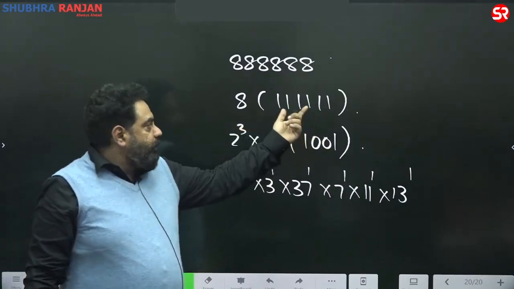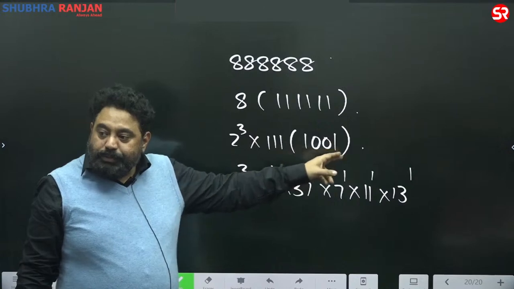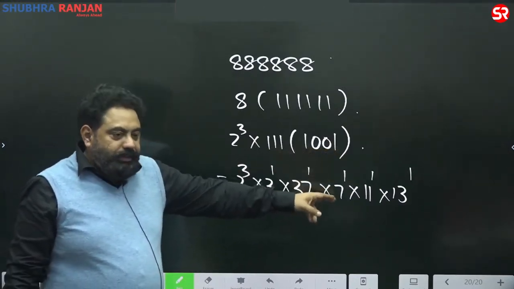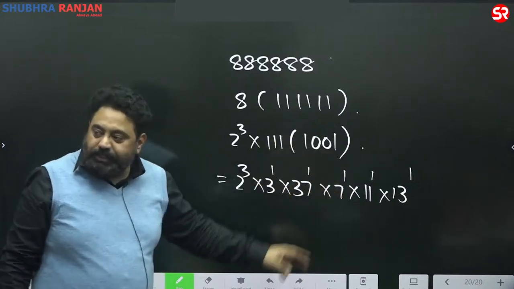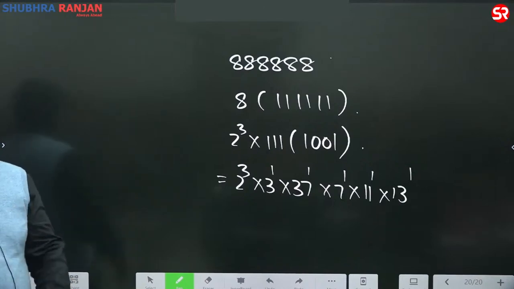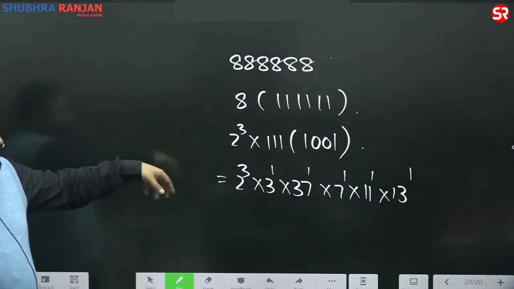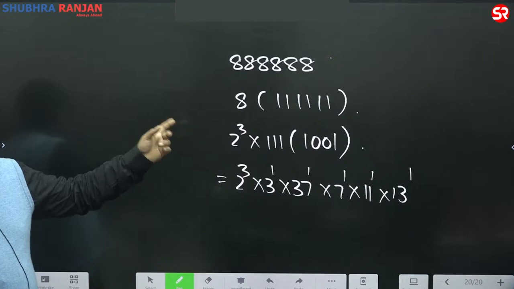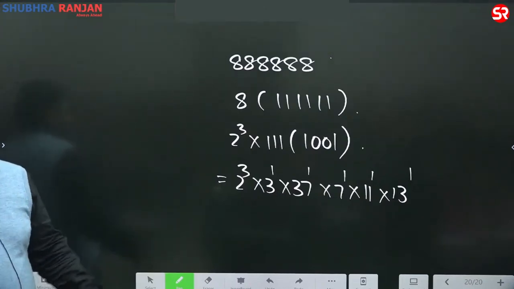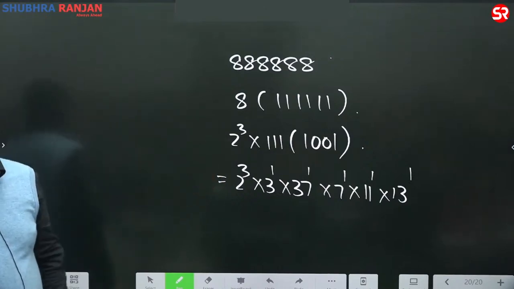111111. Take 11 common, it is 1001. So now it is 2 की power 3, 3 की power 1, 7 की power 1, 11 की power 1, 13 की power 1, 37 की power 1. Right? So factorize it. Again, I'm linking it with divisibility rules because we know 1001 is exactly divisible by 7, 11, 13. देखो 7 का मल्टीपल, 11 का मल्टीपल, 13 का मल्टीपल है.